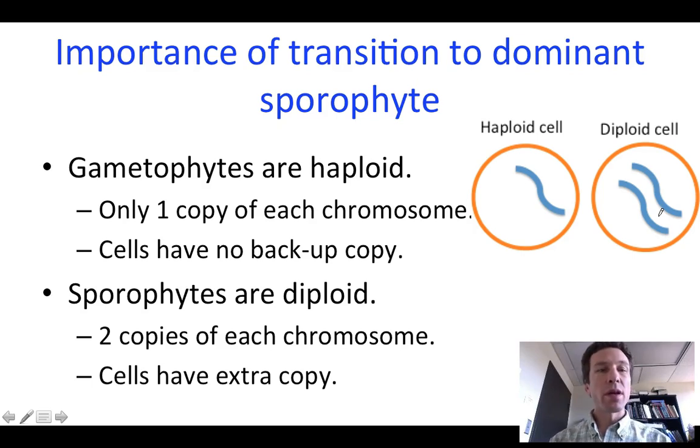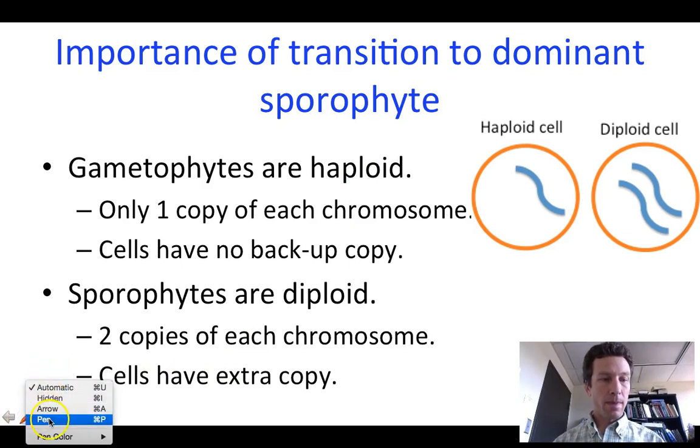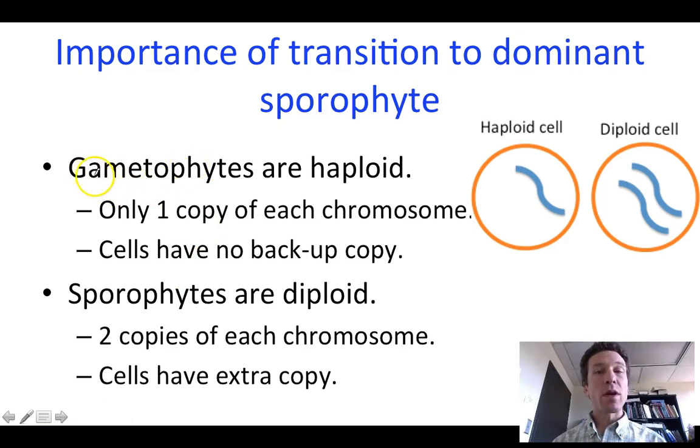Why is this important? Remember that gametophytes are haploid. So if gametophytes are haploid, that means that they have only one copy of each chromosome. And that's a problem if anything goes wrong, if the DNA gets damaged, because then those cells have no backup copy. So this is not the condition that we would prefer to be in. And indeed, humans and most other animals spend most of their time in a diploid state.